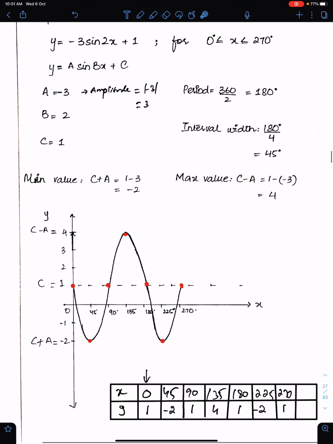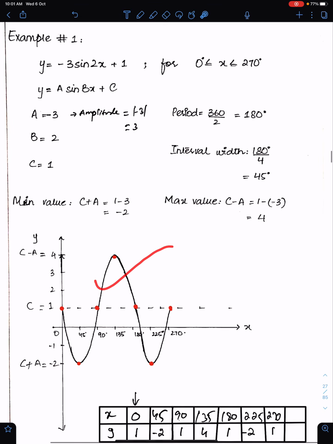Since we have to work till 270, we have to draw the later part of this curve. Like we have to sketch this till 270. So at 225 we have minus 2, at 270 we have 1. So this is the way to sketch this type of function.